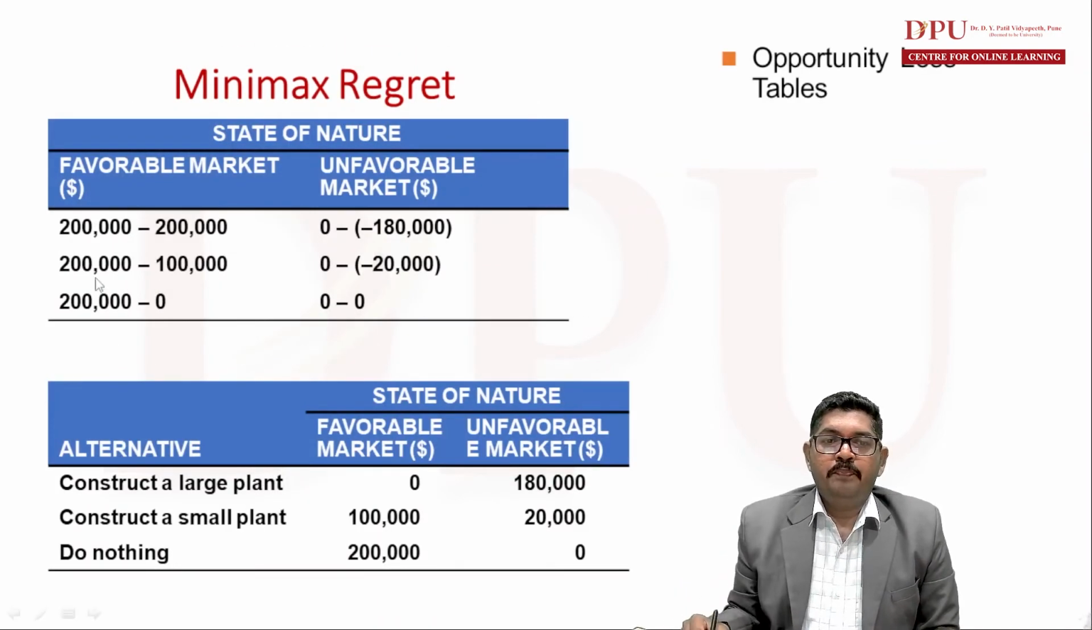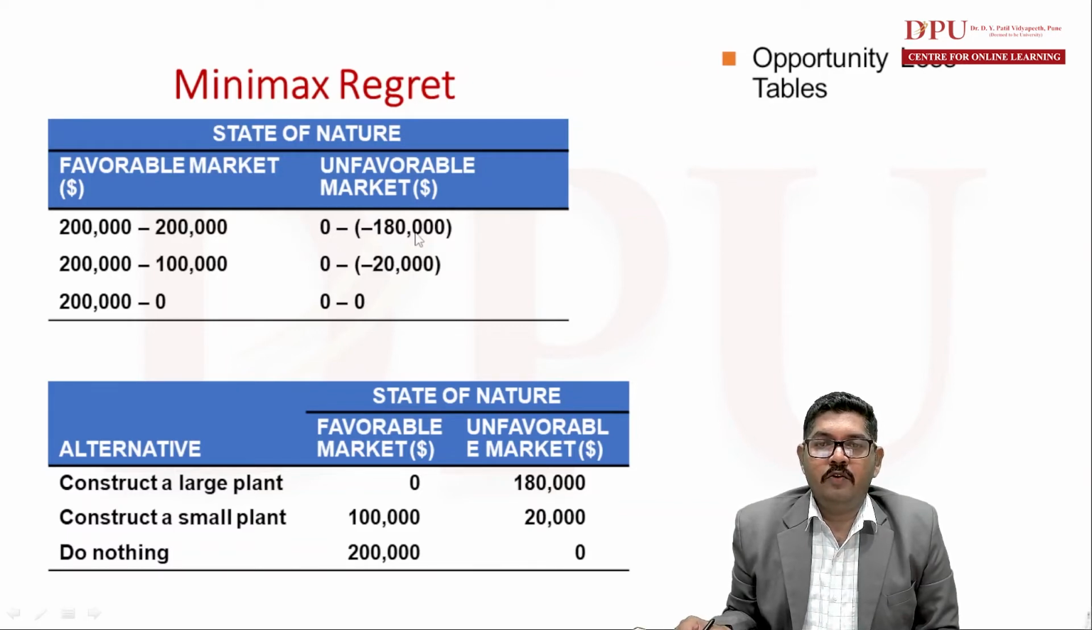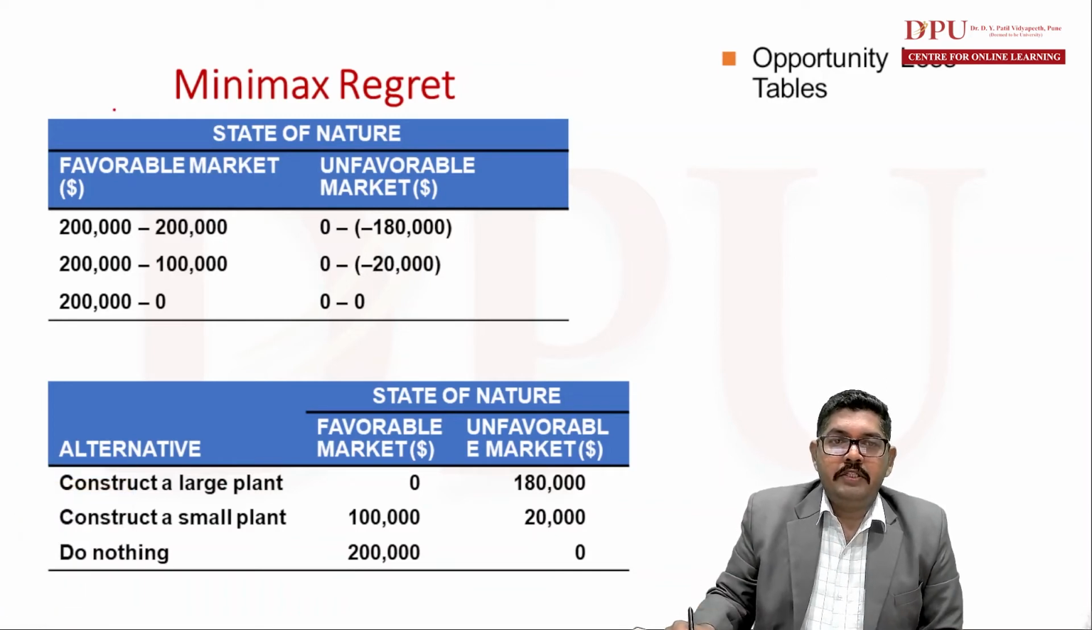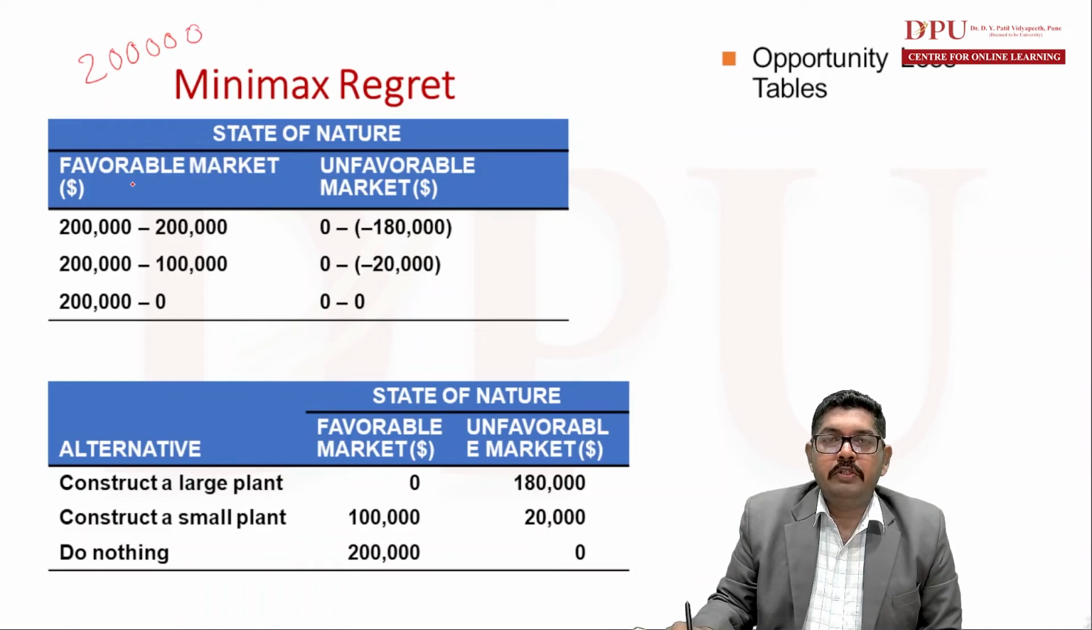So what we do: the payoff of choosing the best alternative, the maximum, is 2 lakh. So 2 lakh minus 2 lakh is 0, then 0 minus 1,80,000, right? Then 2 lakhs minus 1 lakh. Let me elaborate on this. If the market is favorable, the best alternative is 2 lakhs, choosing to construct a large plant. So the best alternative is choosing to construct a large plant.